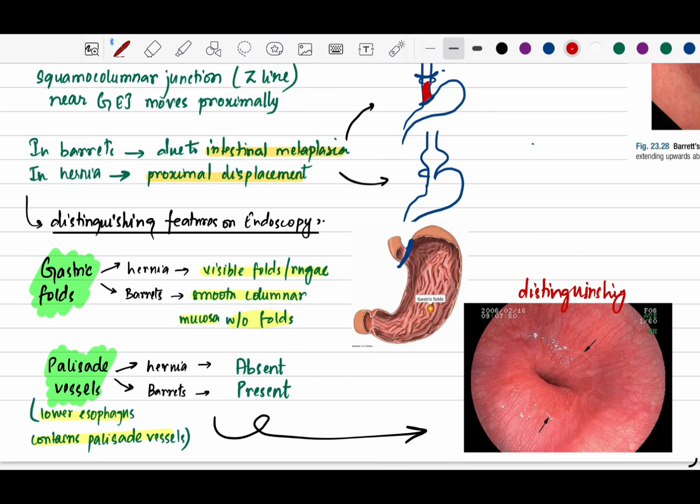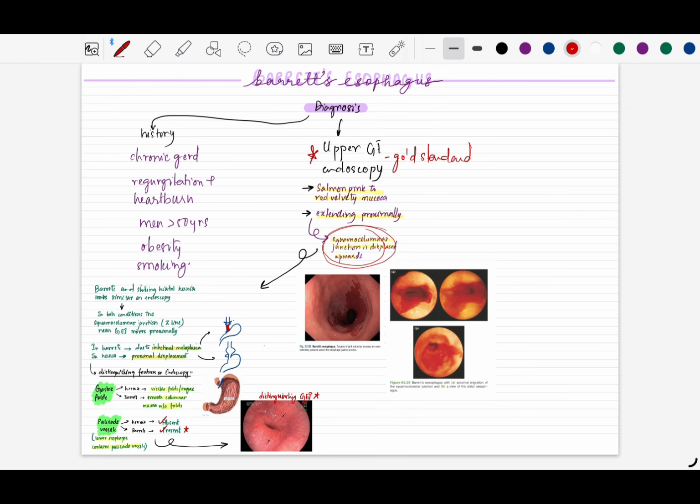Let's ignore the spelling of the gastroesophageal junction. I'll correct the spelling. So in hernia, they are going to be absent. However, in Barrett's esophagus, they are going to be present. So this is all we need to know about this particular pointer that I discussed.